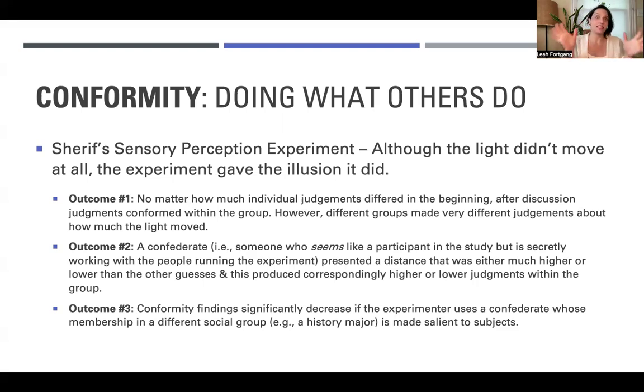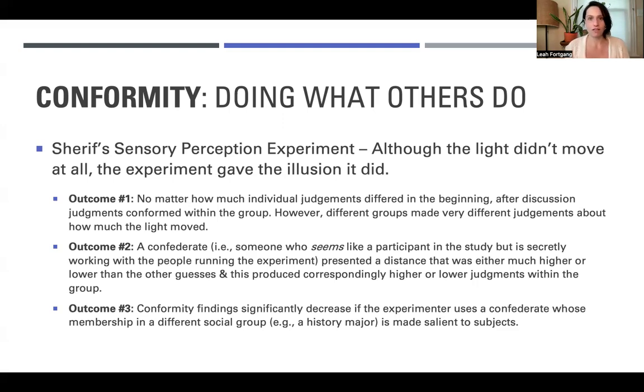And then after they sat in the dark room, looked at the light, when they went into the next room and sat down and wrote down individually how much they thought the light moved, say those 5 different people may have had significantly different guesses. But no matter how much the individual judgments differed in the beginning, after discussion, after they talked about how much they thought it moved with other people in the group, individuals in the group would conform, their judgments would conform. They'd come together and say, yeah, actually, I think that it moved maybe about 4 feet, for example.